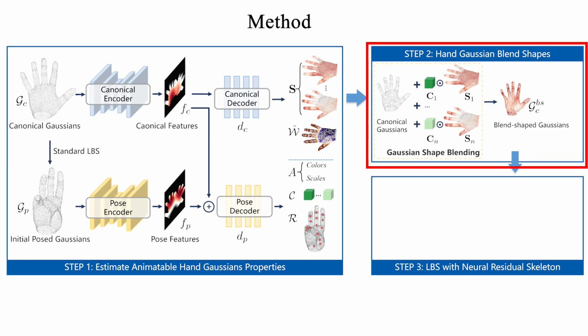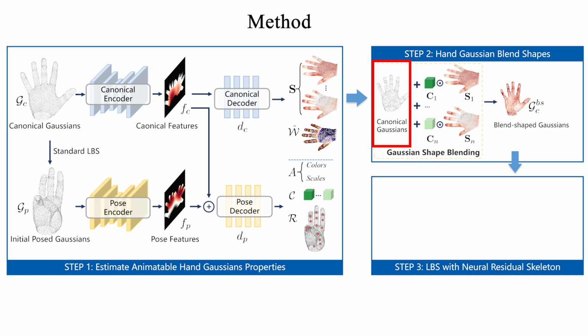The second step is to use hand Gaussian blend shapes to model the non-smoothed hand surface. The geometry of canonical Gaussians are optimized by the position offsets of hand Gaussian blend shapes, which are composed of the learned Gaussian shape basis and the blend coefficients, to achieve blend-shaped Gaussians.